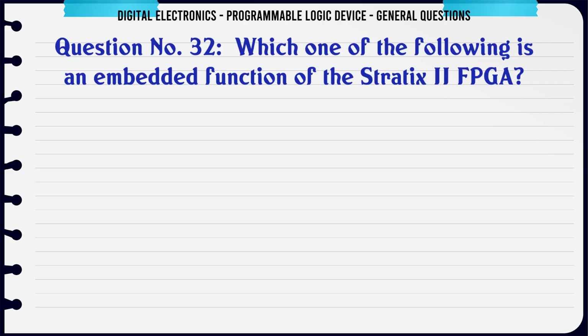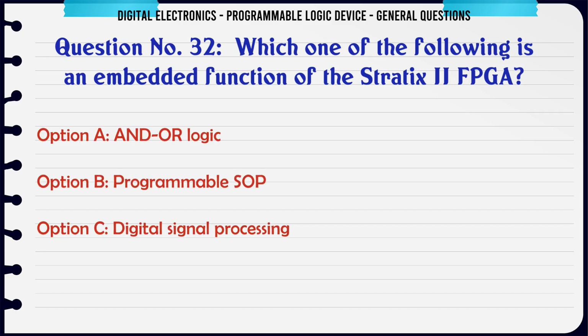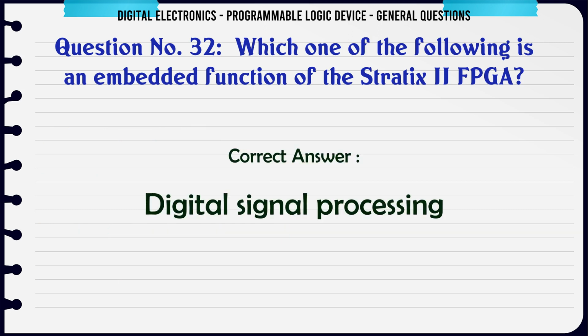Which one of the following is an embedded function of the Stratix II FPGA? A. AND/OR logic. B. Programmable SOP. C. Digital signal processing. D. None of the above. The correct answer is digital signal processing.